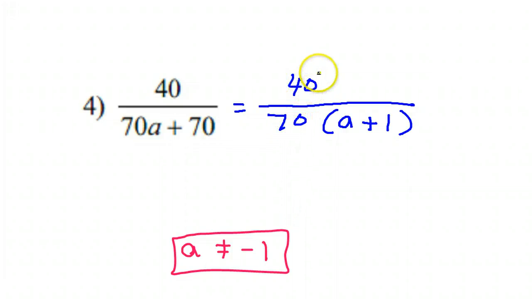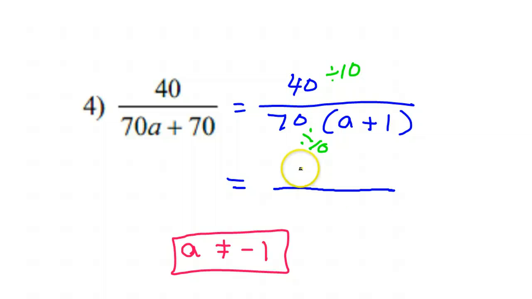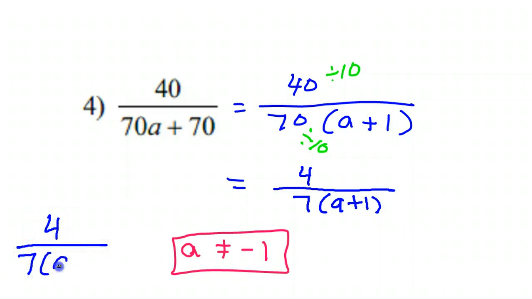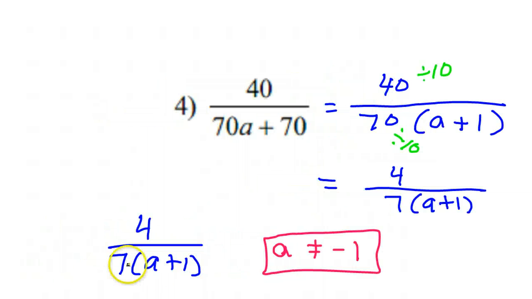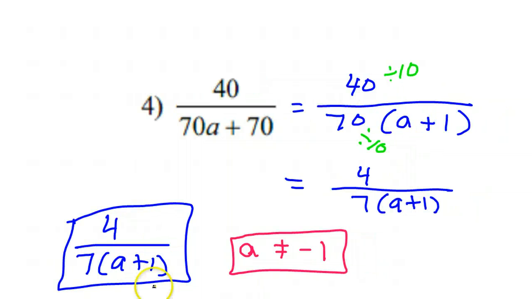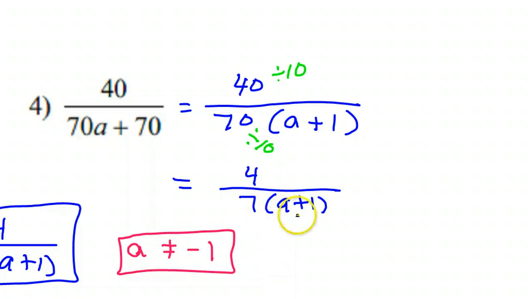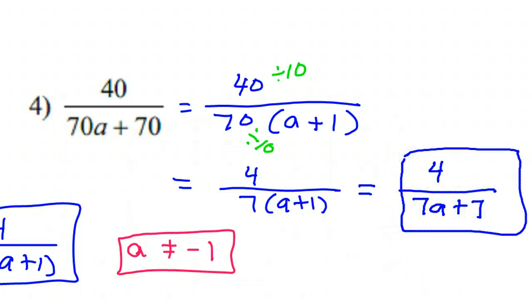Both of these are divisible by 10. So if I divide by 10, I should use a different color, shouldn't I? I could divide both of these by 10. If I do that, then 40 divided by 10 is 4 over 7. And I've still got this a plus 1 going on. So I could write this as my answer, right? I could have 4 over 7 times a plus 1. So here's my simplified answer and my restricted value or excluded value. Now I could have distributed this and I could have written 4 and then 7a plus 7. That's the same thing. So either way.